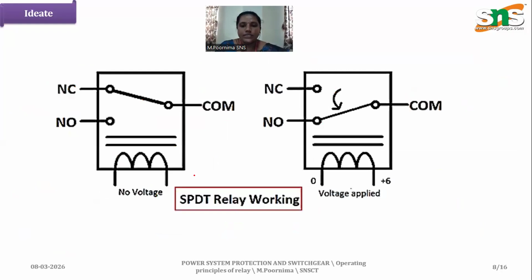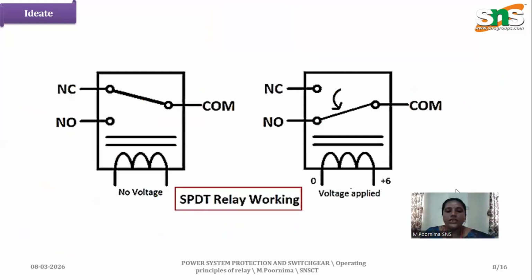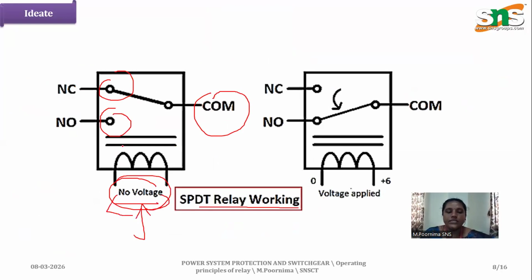Here we can see the single pole double throw switch relay working. What is a single pole double throw switch? We have the common terminal, NC, and NO, with no voltage applied. What happens when the voltage supply is not applied? There is no contact; it stays open.